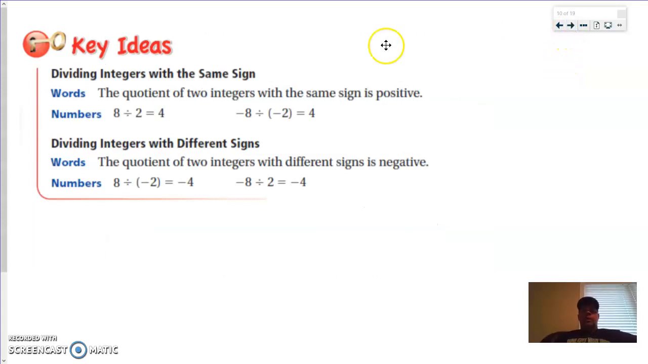What we've talked about then is when we divide integers with the same sign, the answer is positive. When we divide integers with different signs, the answer is negative.